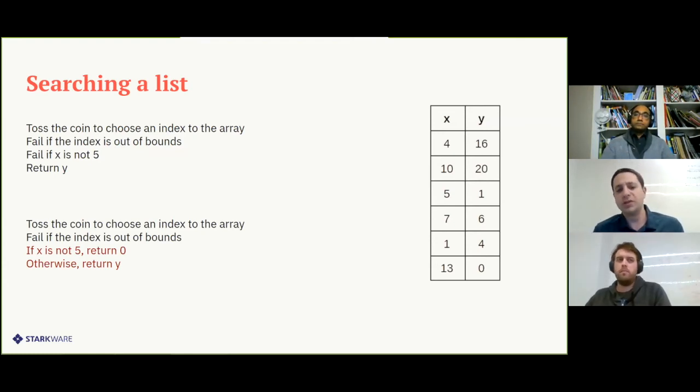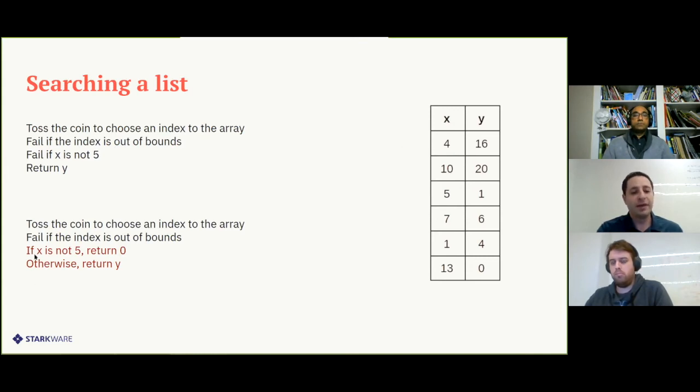But now what's going to happen? All the magic coin cares about is making sure that we don't fail. It doesn't care about making sure that we'll return the right result. It only makes sure that we don't fail. And now, in this case, for example, the coin can choose the first index, and then the program will not fail. It will just return 0.